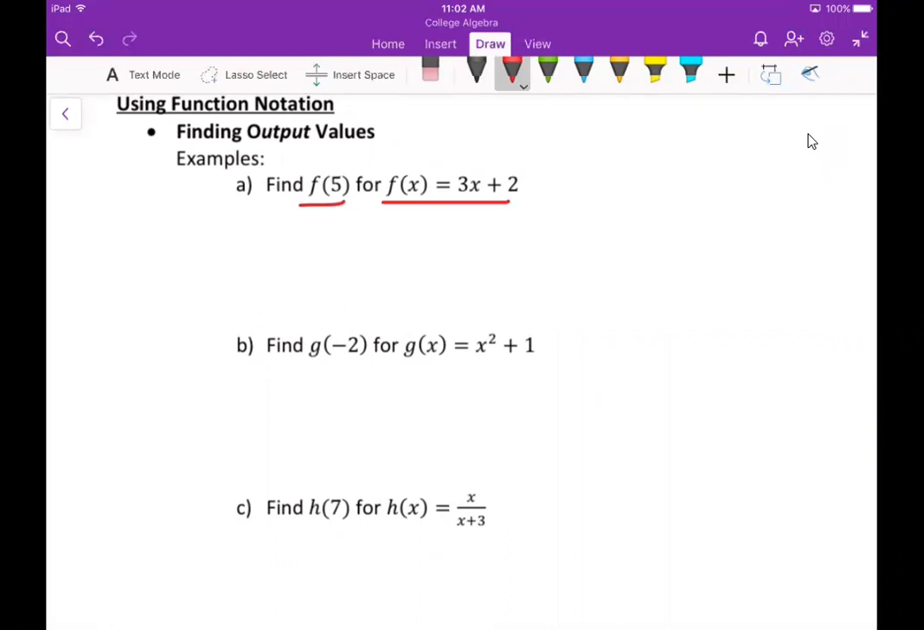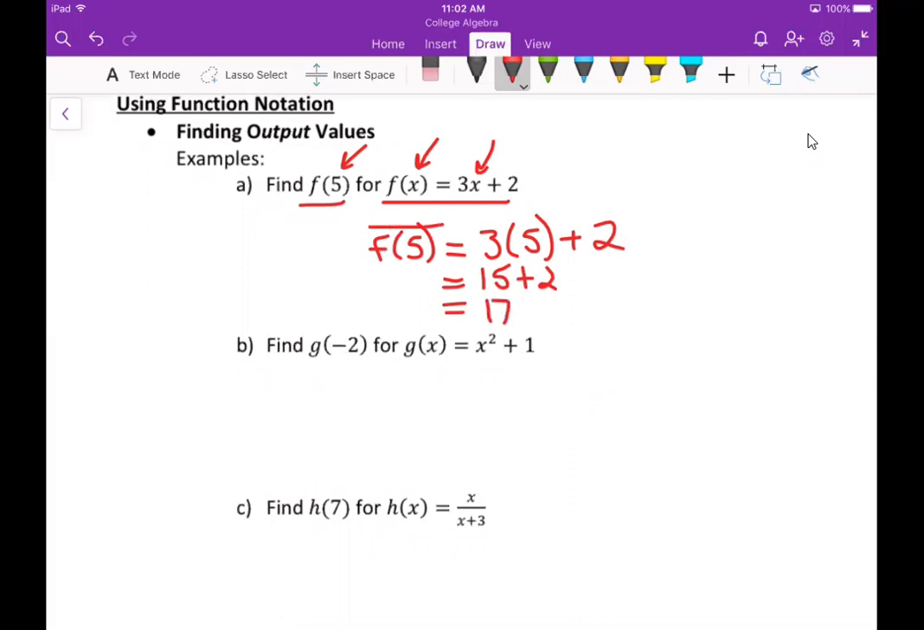When you see this, what you see is that x has been replaced with a 5. So what we need to do is do the same thing in this equation. f of 5 then means that I need my x in my equation to be a 5, and then I just need to solve. So f of 5 equals 3 times 5, which is 15, plus 2, which equals 17. So f of 5 equals 17. When you see this notation, you're being asked to find an output value. What you're also seeing here is that if you plug in 5, you get out 17. So we've found a coordinate point that is true for this relationship.